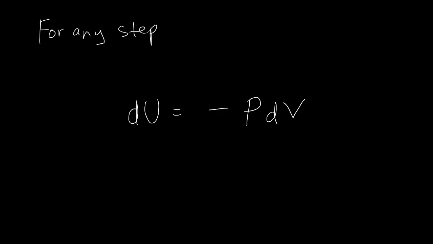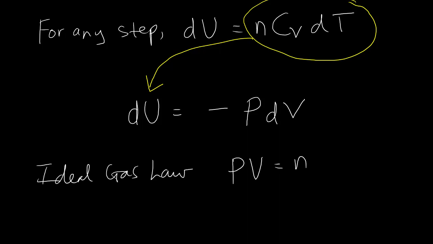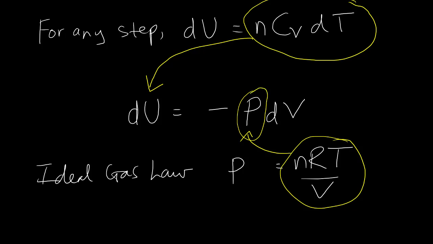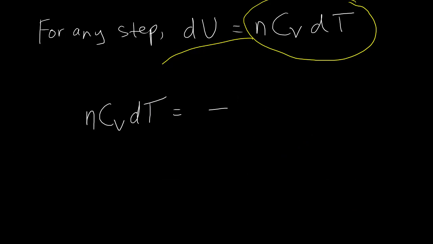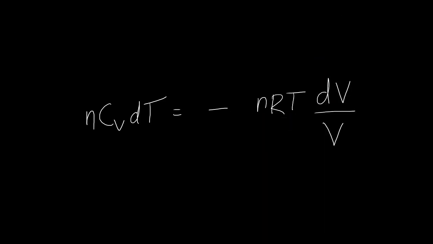Now for any step, du equals nCv dT. So we may substitute for du, and from the ideal gas law, PV equals nRT, so P equals nRT divided by V, which we may substitute for P. So from du equals minus pdv, we get, after performing the substitutions, nCv dT equals minus nRT dV divided by V. Divide through by n and by T.